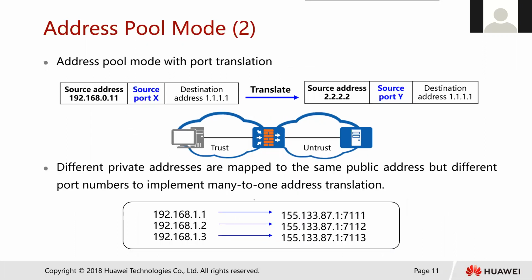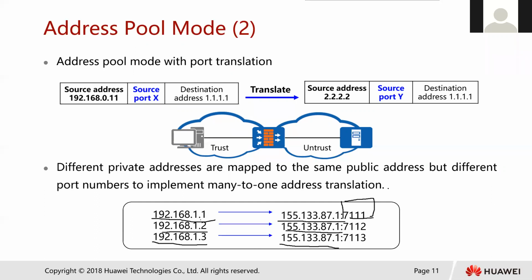So we come to this one. We not only translate the IP address, but also translate the port. If it is 1.1, we translate to .1. If it is 1.2, we also translate to .1. If it is 1.3, we also translate to .1. But the difference is that the port number is different. If it's 1.1, we translate to 1111. If it's .2, we translate it to 1112. And if it's .3, we use 1113. So this is the second mode of the address pool.